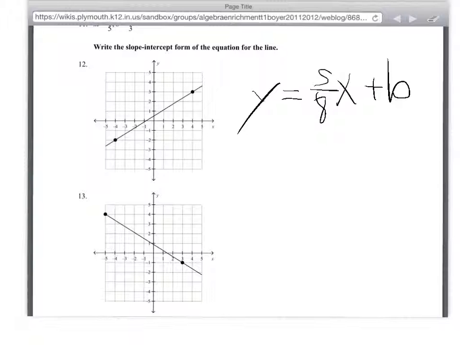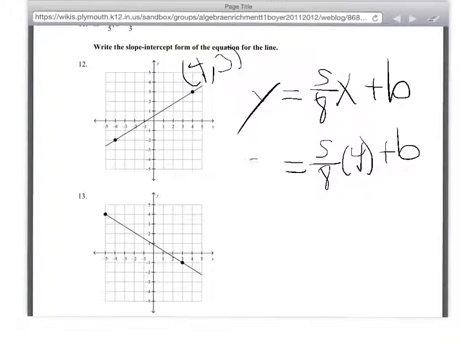Yep, that's right. Okay, so then I take one of these points, and I'll just take this one because it has positive numbers. It was (4, 3). So I plug in the 4 for x, and I plug in the 3 for y.